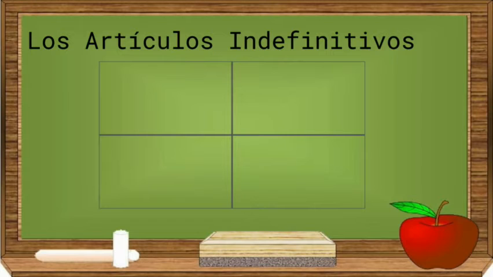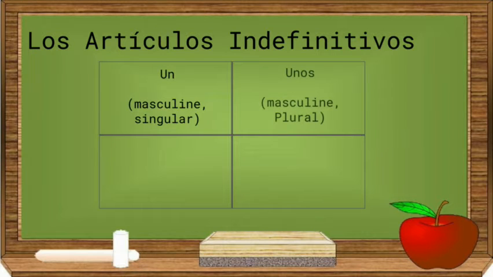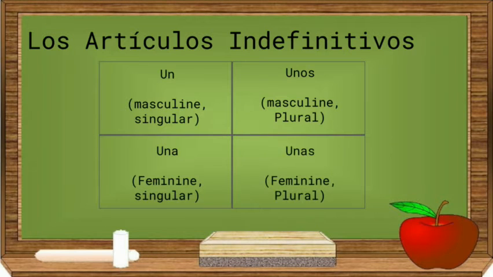Now we're going to take a look at los artículos indefinitivos, the indefinite articles. These are the following. Un, which is the masculine singular form. Unos, which is the masculine plural form. Una, which is the feminine singular form. And then unas, which is the feminine plural form.